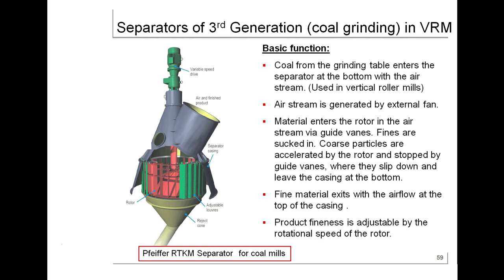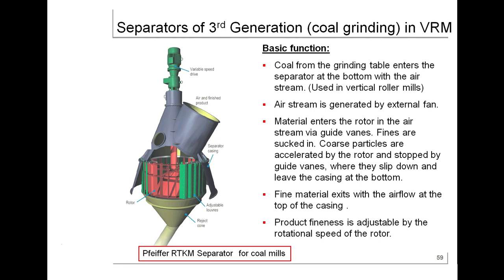Basic function: coal from the grinding tables enters the separator at the bottom with the airstream, used in vertical roller mills. Airstream is generated by an external fan. Material enters the rotor in the airstream via guide vanes. Then fines are stuck in. Coarse particles are accelerated by the rotor and stopped by guide vanes, where they slip down and leave the casing at the bottom. Fine material exits with airflow at the top of the casing. Then product fineness is adjustable by the rotational speed of the rotor.